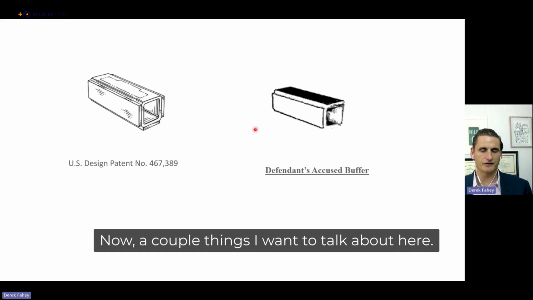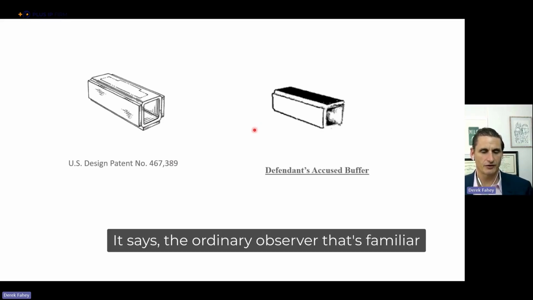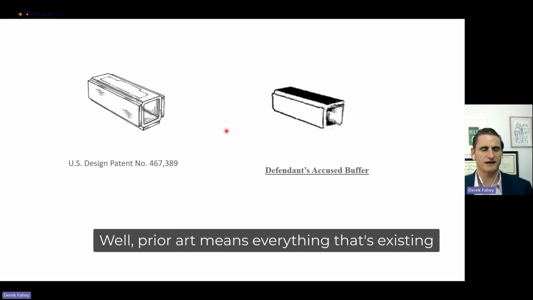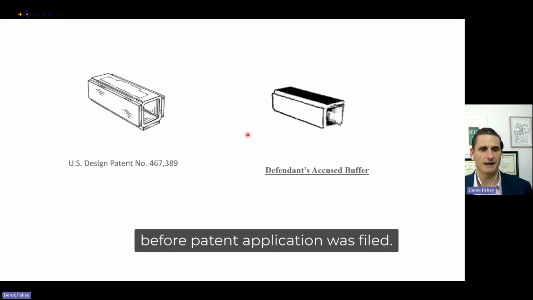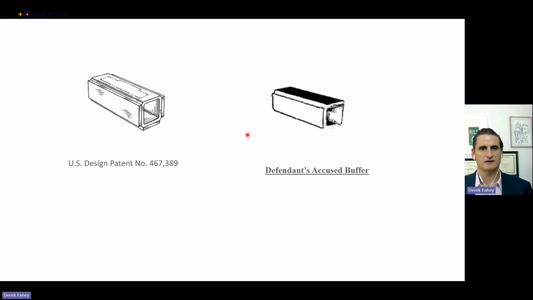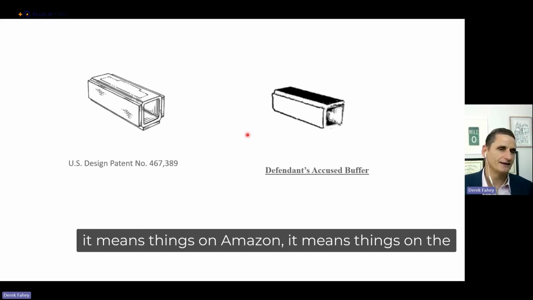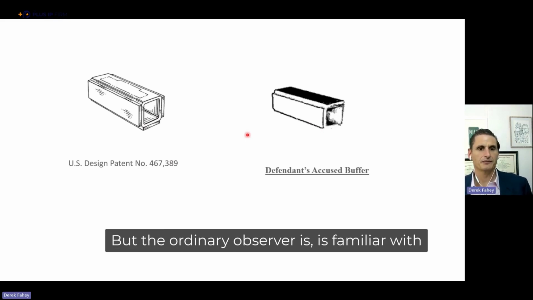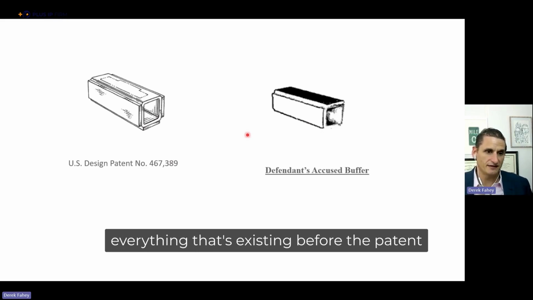Now, a couple things I want to talk about here. It says the ordinary observer that's familiar with the prior art. What does that mean? Well, prior art means everything that's existing before a patent application was filed. So that means other patent applications. It means things on Amazon. It means things on the internet, things being sold. You don't have to know it, but the ordinary observer is familiar with everything that's existing before the patent application is filed.